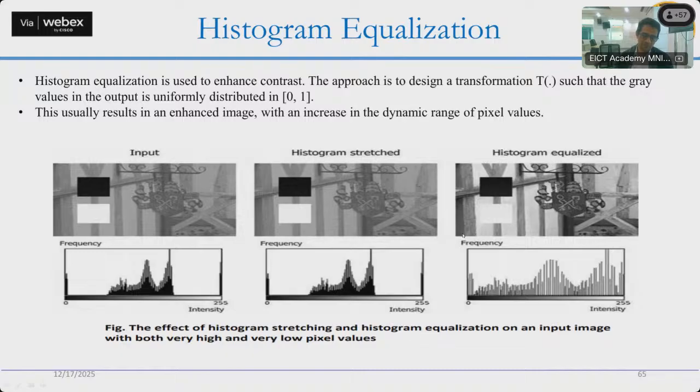So, but see, when somebody pointed out that histogram, one thing is clear: the high contrast images are very good to observe. But histogram stretching is not always good. Where it is not good, that we will see in this example.